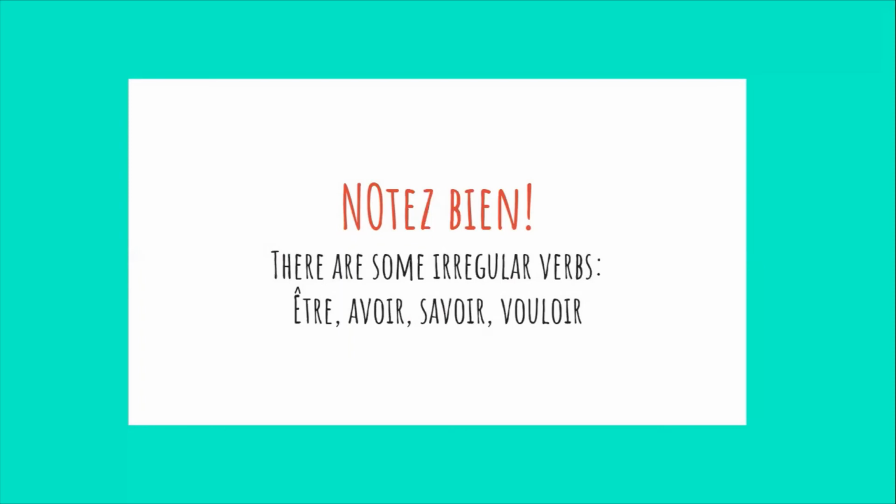Notez bien. So note well. There are some irregular verbs or irregular forms in this particular mood in l'impératif. We have être, avoir, savoir, and vouloir being the main examples of these irregular forms. We're going to leave those forms for another video, right? But just be assured that the majority of verbs in French will follow the rules that we went through earlier.